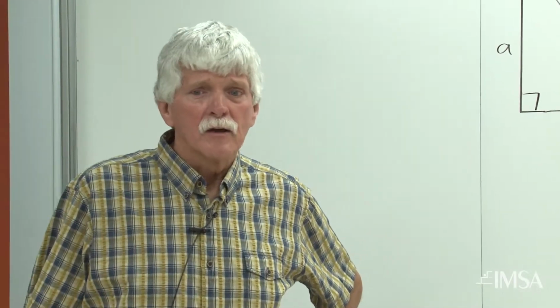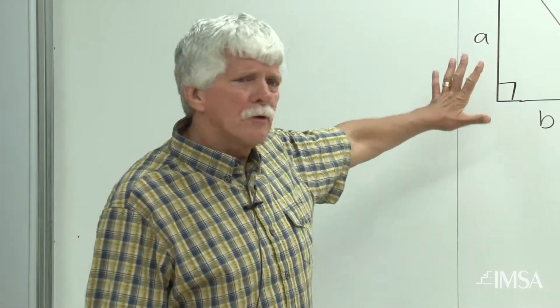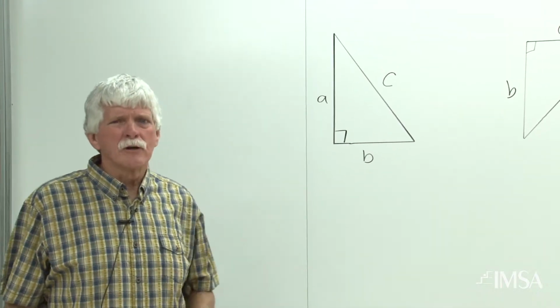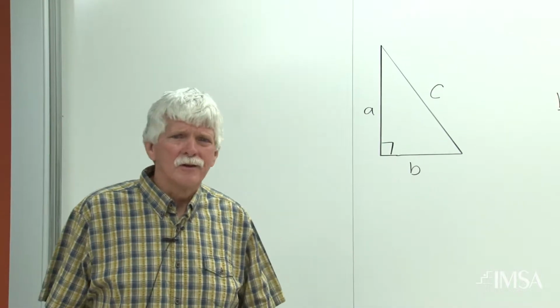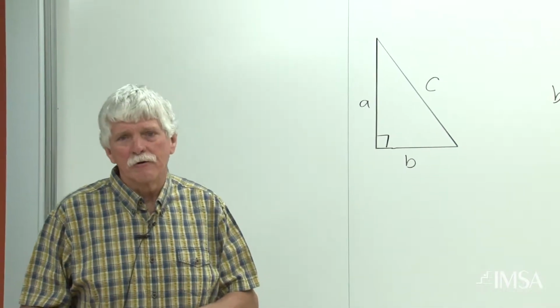We're going to look at the Pythagorean Theorem. 3,000 years ago, Pythagoras determined the relationship of the legs of a right triangle to the hypotenuse. Some historians say he stole it from the Egyptians. Some even claim he stole it from the Chinese. I'm not here to talk about legalities. I'm talking about the Pythagorean Theorem.